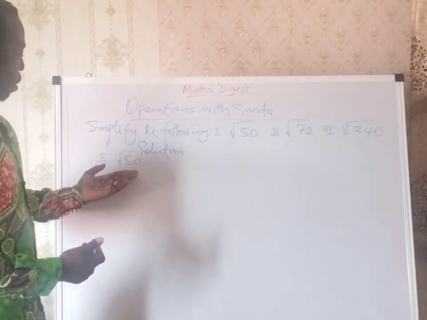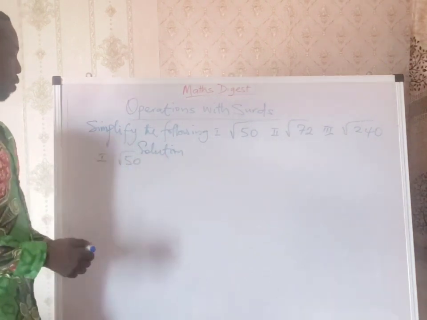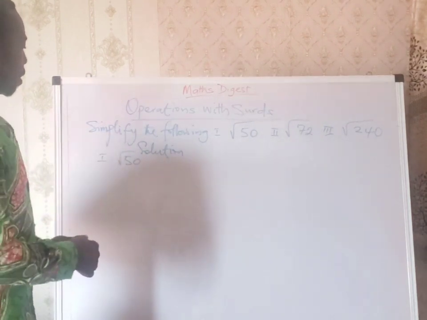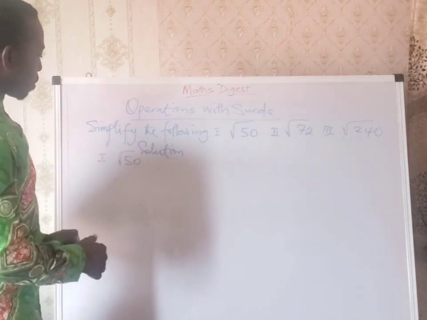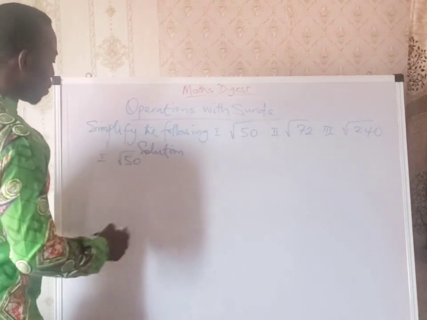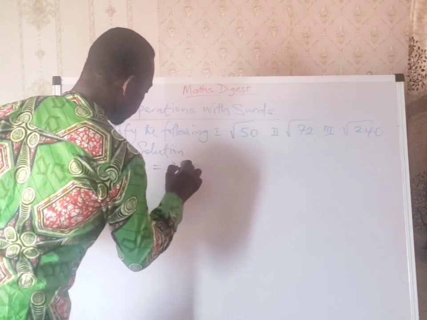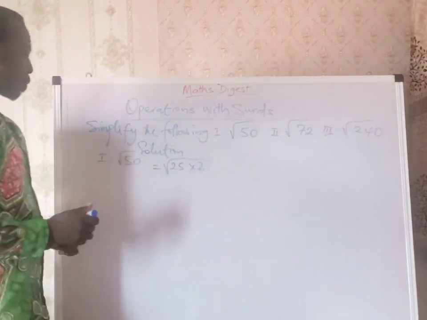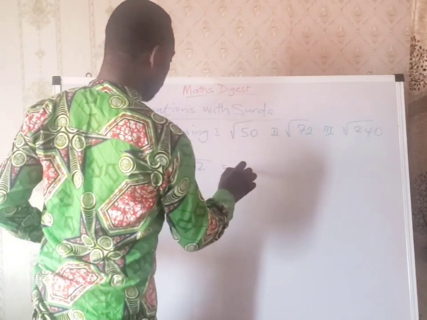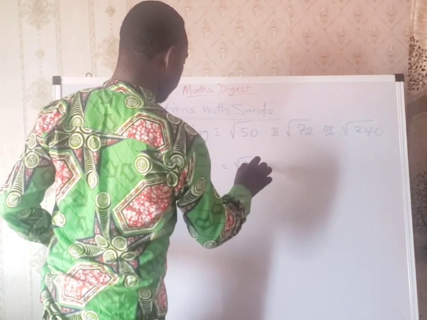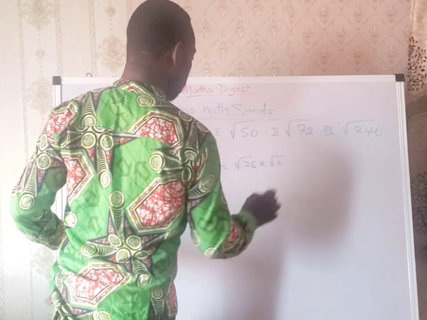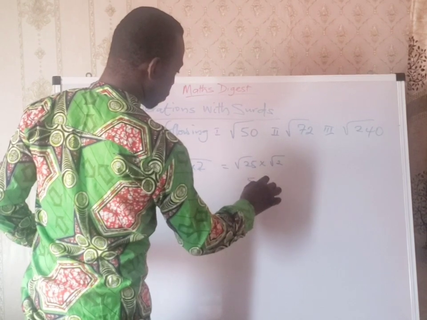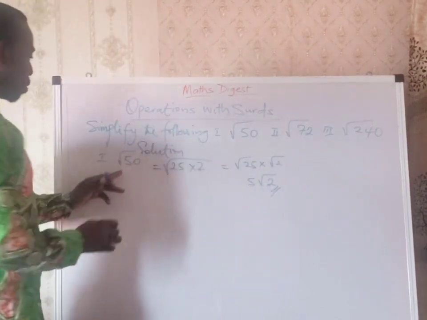If you look at all the factors you can think of from 50, 25 is one of the factors, and it is a square factor. With this we can say it is equal to root of 25 times 2. Further, this is equal to root 25 times root 2. Now root 25 is 5, so we have 5 root 2. So this is the answer to this.